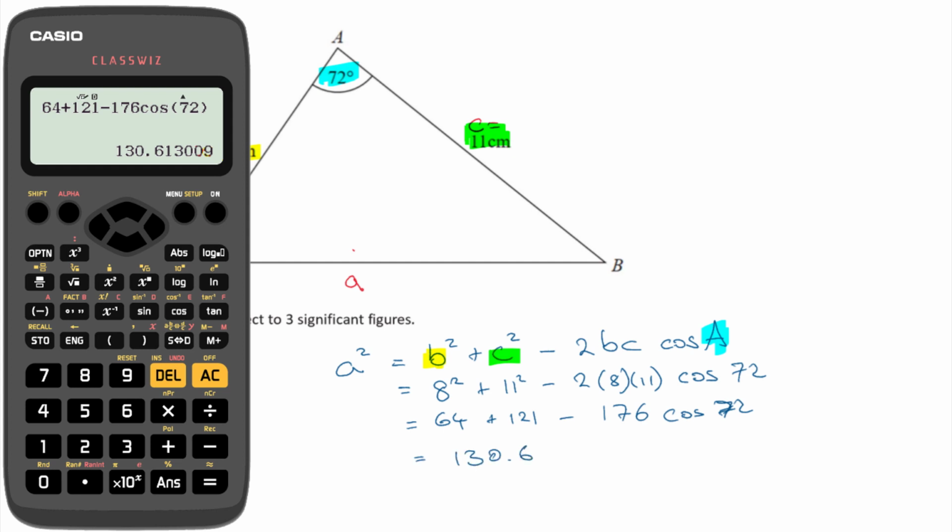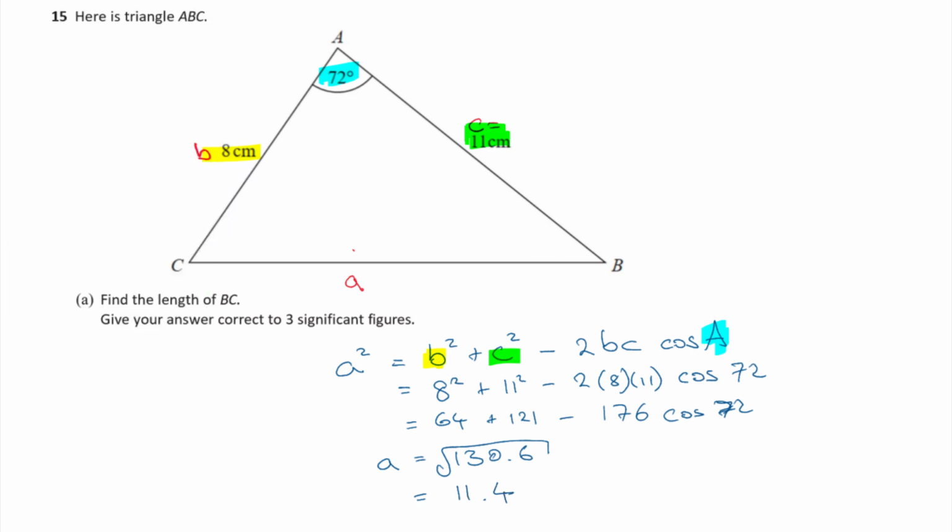Now remember, that's a squared we found there, so if we want a, we're going to have to square root that, aren't we? Okay, so root answer, that comes out to be 11.4 to 3 significant figures.